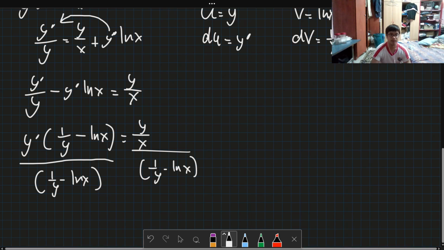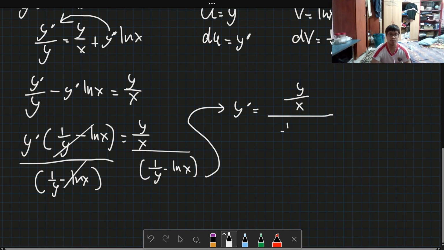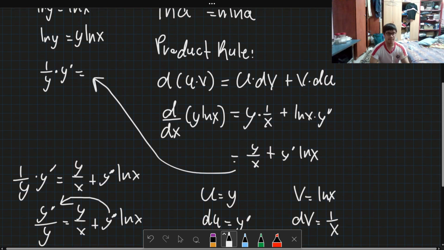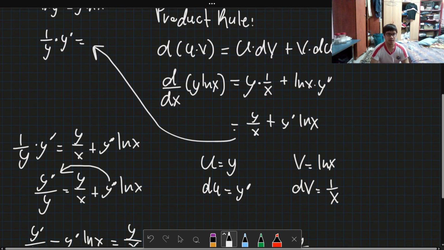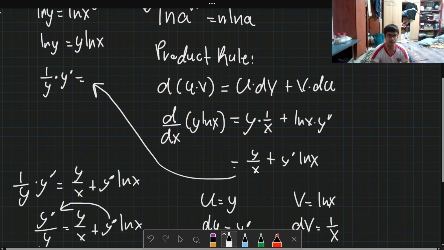So here we can cancel out. The result would be y prime is equal to y all over x all over 1 all over y minus ln of x. Okay, that's it. Let me just check if my solutions are correct. Yeah, they are correct.